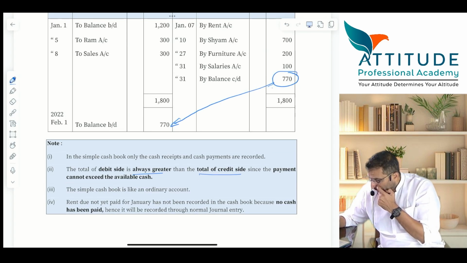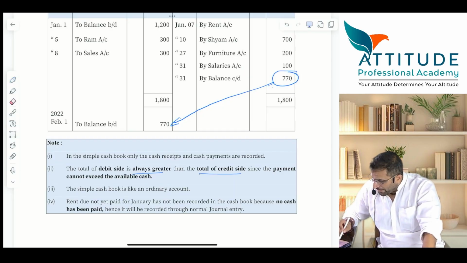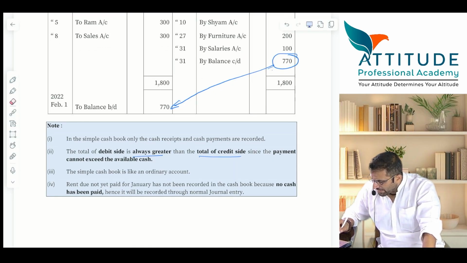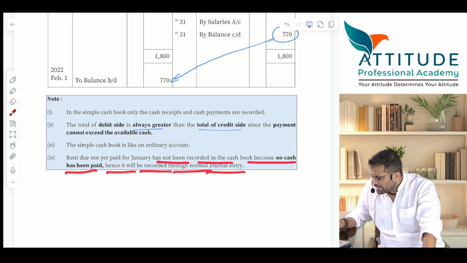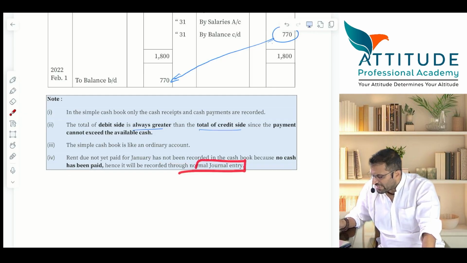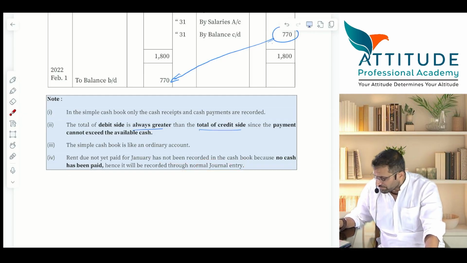Is that clear? Okay. Since the payment cannot exceed the available cash, the simple cash book is like an ordinary account. Rent due not yet paid for January has not been recorded in cash book because no cash has been paid. Hence, it will be recorded only through a normal journal entry, or you can say journal proper. Is that clear?